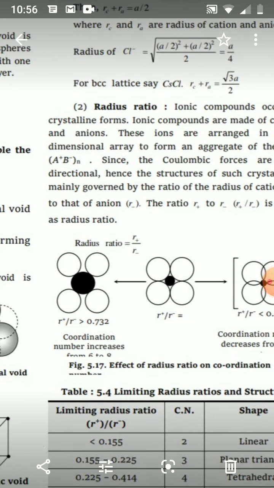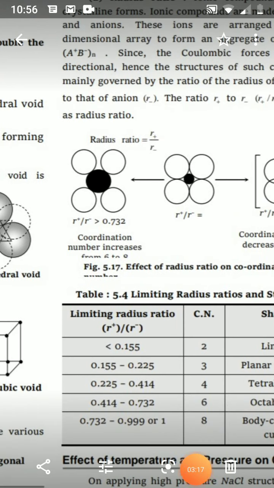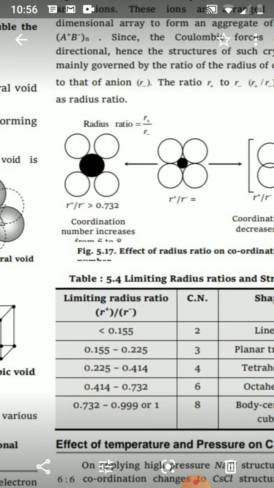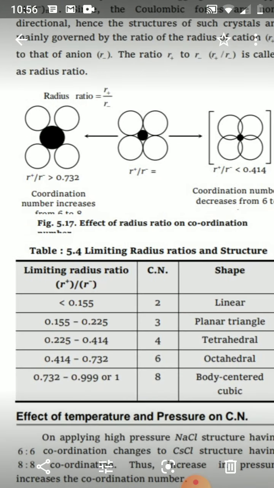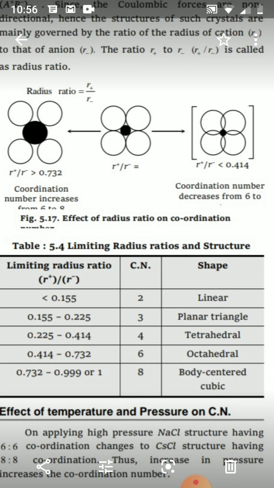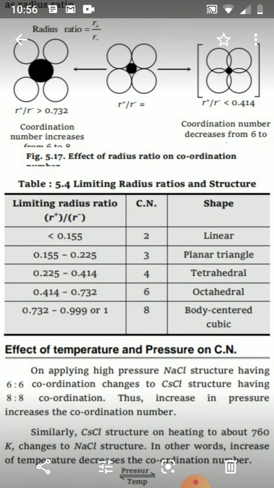So radius ratio is the ratio of positive ion radius to negative ion radius, this is R plus by R minus, 0.732. Coordination number decreases from 8 to 6, and from 6 to 4, 3. But now by the radius ratio we can define the shape and the coordination number. But here a new term I am using, that is the coordination number.